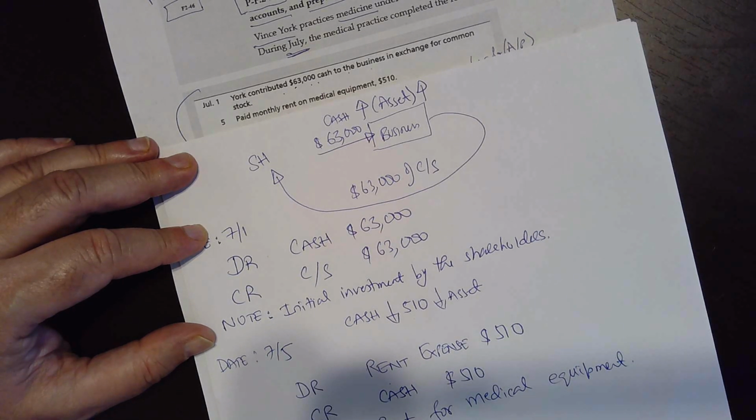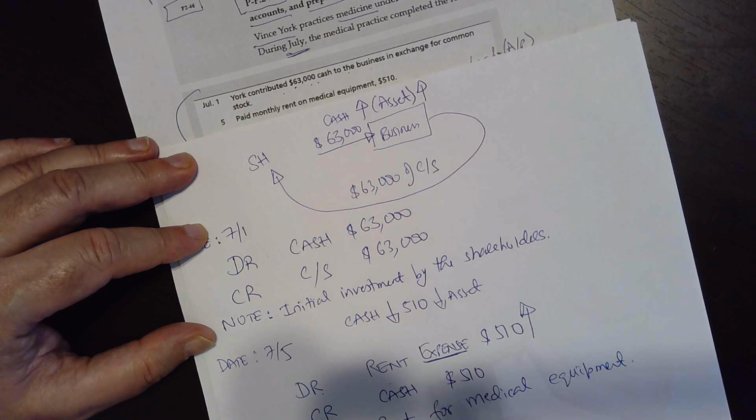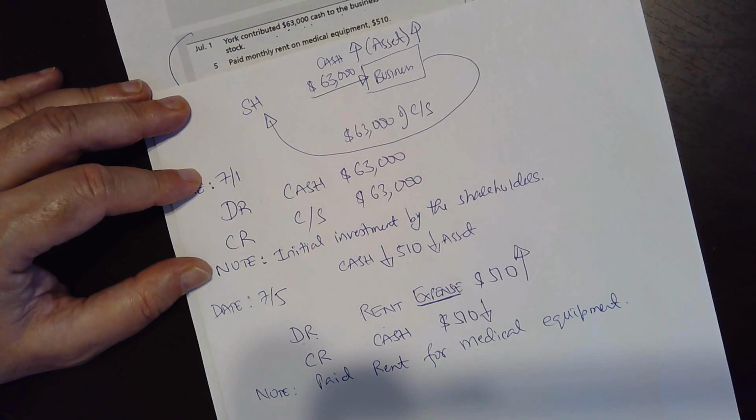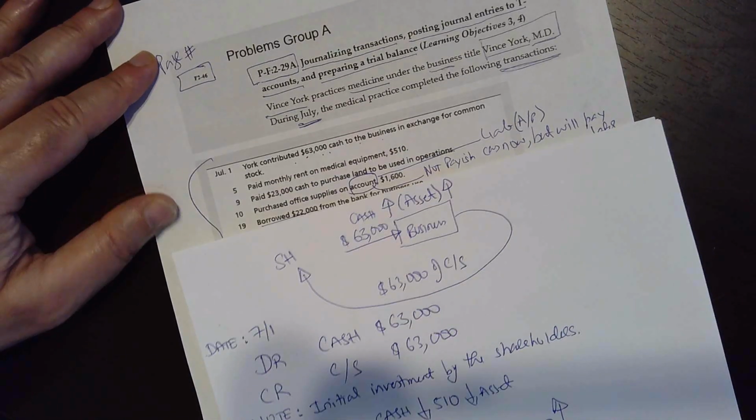All right, so in this case you debit the expense. That means expense is going up, so every time expense goes up you do the debit. Every time cash or an asset is going down, since it's going down here because you're paying the $510 going out of the business, you will be crediting the cash. Now we will move to the third transaction.